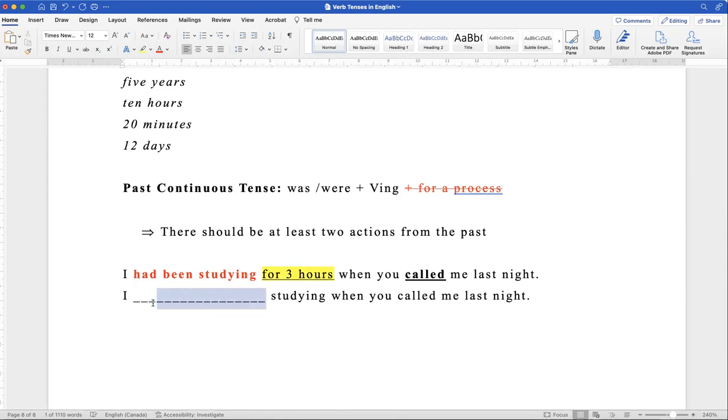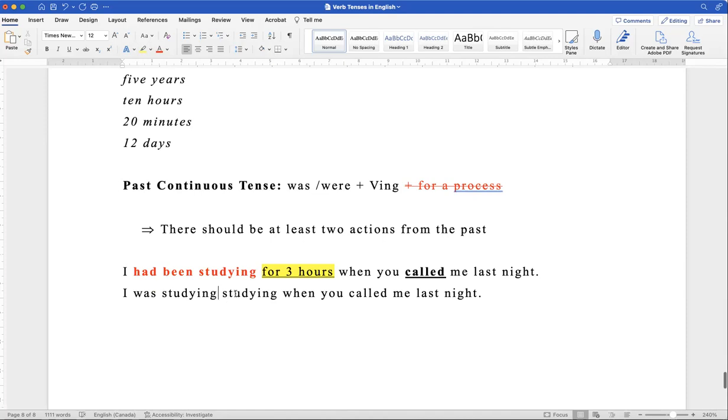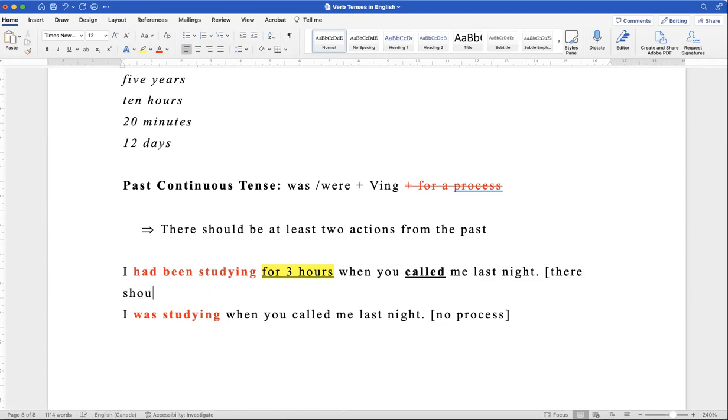And likewise, in the following sentence, I should use I was studying when you called me last night. When we use past continuous tense, no process. When we use past continuous tense, there should be a process. Usually. Almost always, but not always, almost always, usually. There can be some exceptions, don't feel confused. Okay, so that's it. That's the main difference.